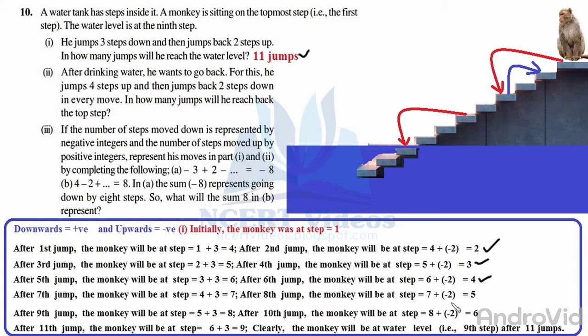So what you'll see at this step, this is an important point. At the 10th jump, when he'll be at this position, he'll now jump 3 steps and finally he reaches the water level step. So after the 11th jump, the monkey will be at 6 plus 3 is 9, and we were given that the water was at the 9th level. So it took him 11 jumps.